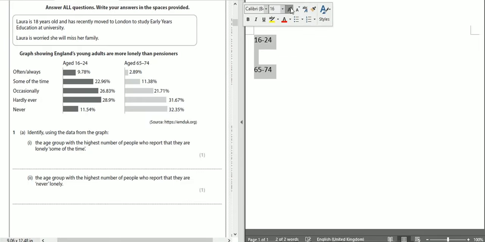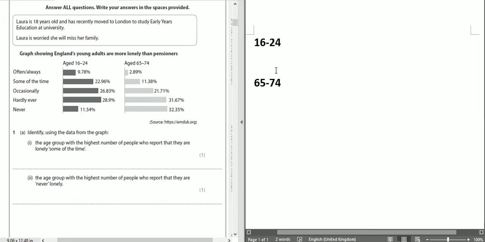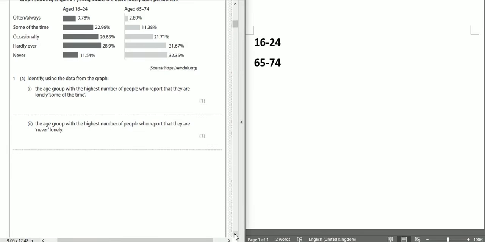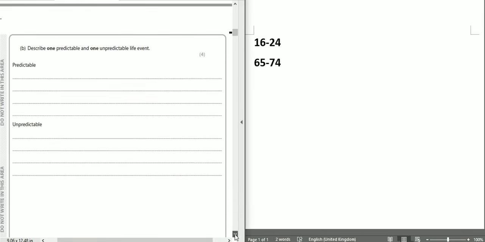The second question asks for the age group with the highest number of people who report they are never lonely. Again, never lonely is the 65 to 74 age group. I'm going to make this a bit bigger so we can see that on the screen. Lovely. So there are our first two answers. With these questions, it is really just a case of identifying the facts and jotting those down, so hopefully no major troubles with these questions.